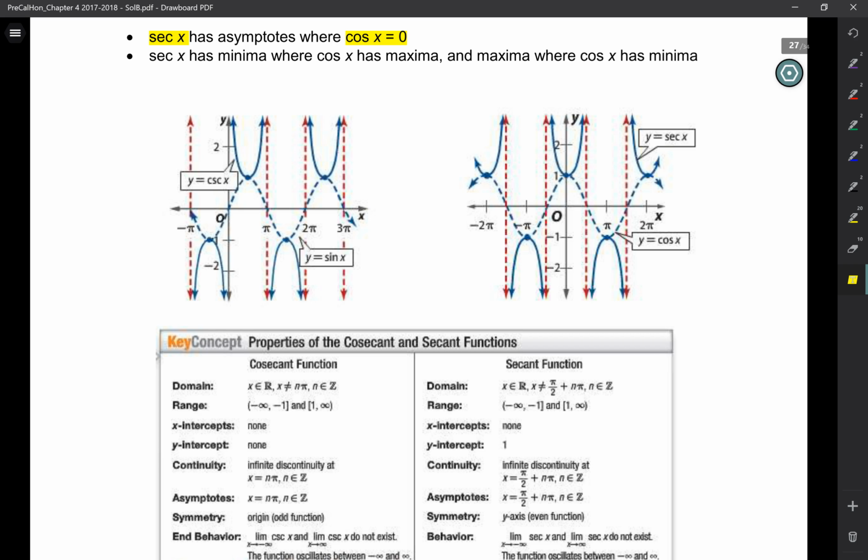We all know how to draw a sine graph. Draw a sine graph. Okay. Hits the x-axis, asymptote. Hits the x-axis, asymptote. Hits the x-axis, asymptote. And then for secant, you use cosine. We all know how to draw a cosine. Hits the x-axis, asymptote. Hits the x-axis, asymptote.